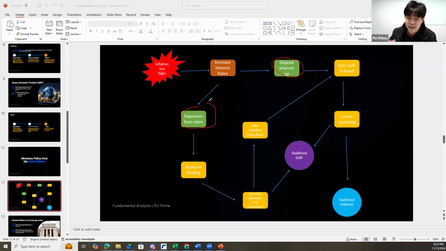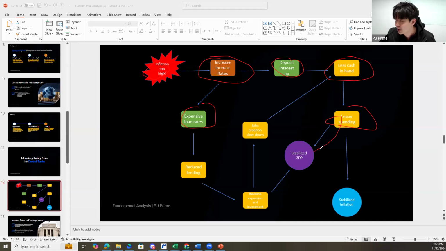And then if they want to expand their business or spend more money to buy a house, it will be very, very expensive. So it will reduce their consumption. So when inflation is high, they will try to increase the interest rate. Both things: deposit rates going up will prompt people to save more money, with less cash on hand. So less spending, stabilized GDP, and then inflation will be stabilized back.